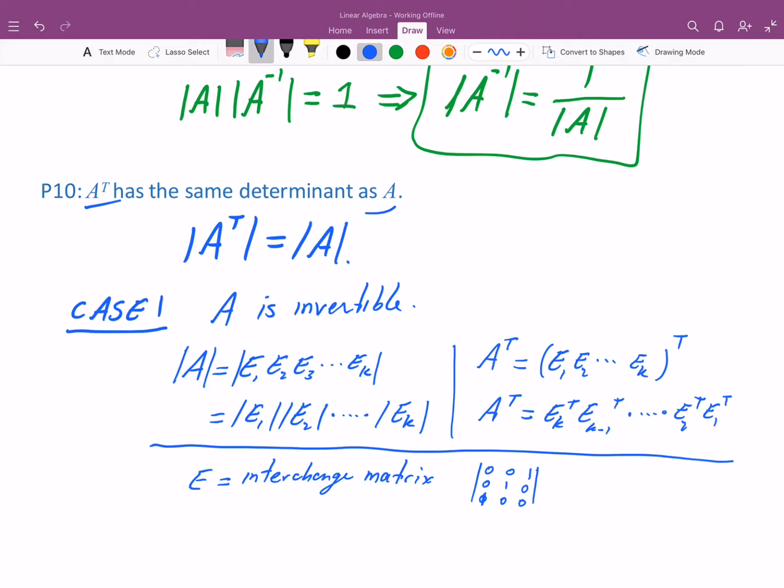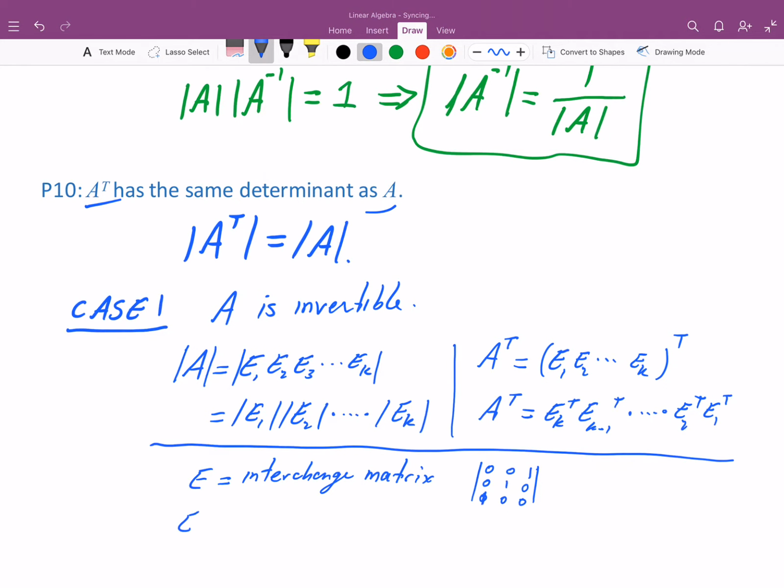And we know that the determinant of the interchange matrix, if I take the transpose of this, what do I get? The first row is 0, 0, 1, that becomes the first column. The second row is 0, 1, 0, that becomes the second column. The third row is 1, 0, 0. It's exactly the same matrix. So if E is an interchange matrix, then E transpose is equal to E. So the determinant of E transpose is the same as E.